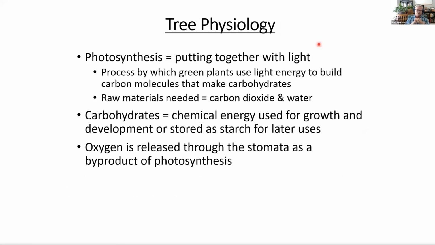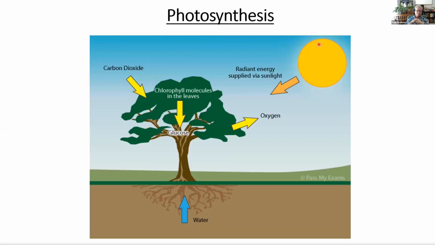So some physiology. Photosynthesis, putting together with light, is what it means. The process by which green plants use light energy to build carbon molecules that make carbohydrates. Raw materials that are needed are going to be carbon dioxide and water. Carbohydrates are the chemical energy used for growth and development or stored as a starch for later use. When you go to use it, oxygen is released through the stomata as a byproduct of photosynthesis.